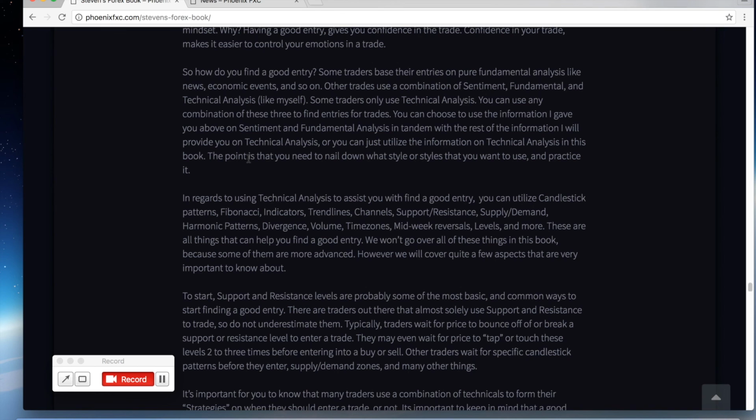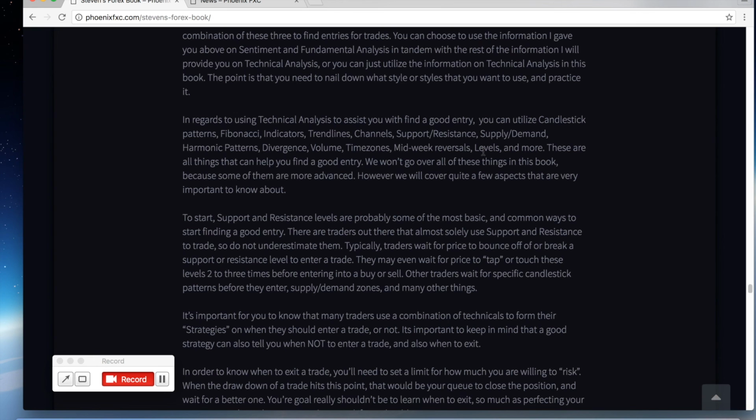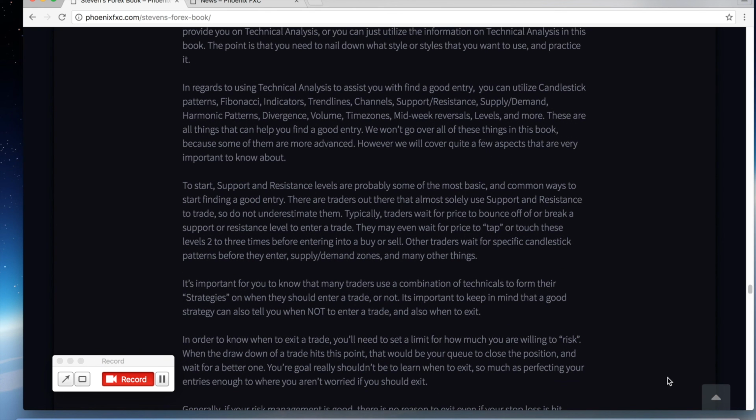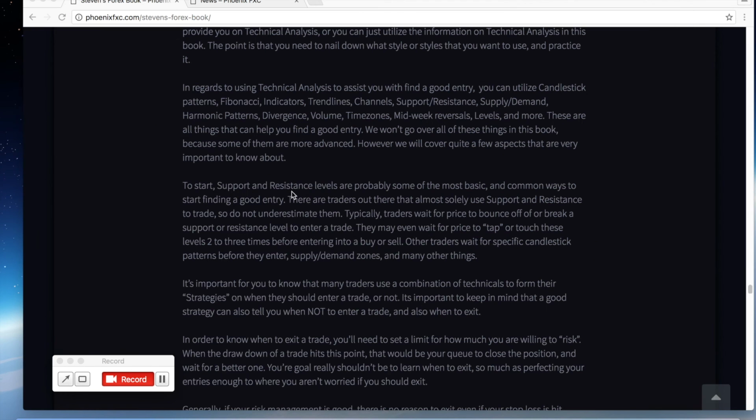easier, and well, not necessarily easy, but one of the more common ways to judge your entries. And some traders use one of these. A lot of traders are technical traders. Some traders, like me, use all three, or maybe just technical and fundamental. It just depends. But you can use any combination that you want, practice it, and figure out what works for you. In regards to technical analysis, like I said in this little doodle, you can use.